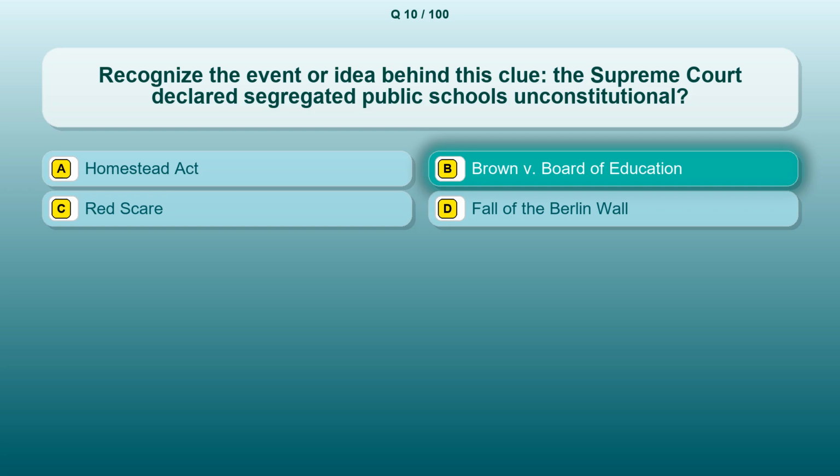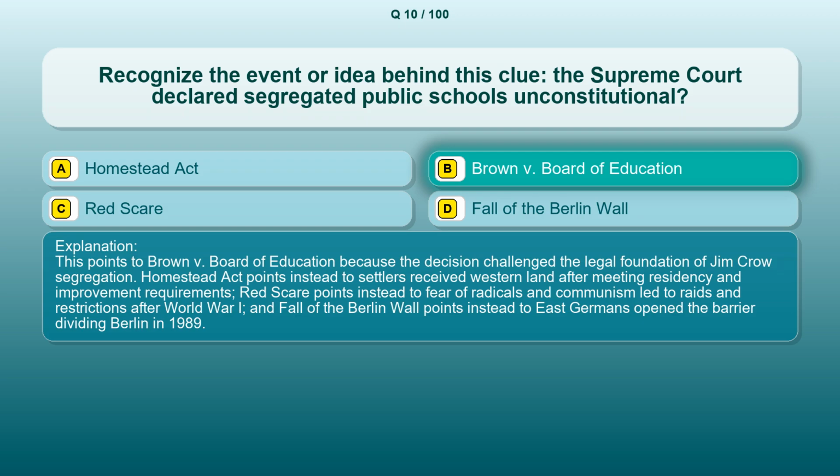The correct answer is option B, Brown v. Board of Education. This points to Brown v. Board of Education because the decision challenged the legal foundation of Jim Crow segregation. Homestead Act points instead to settlers received Western land after meeting residency and improvement requirements. Red Scare points instead to fear of radicals, and communism led to raids and restrictions after World War I. And Fall of the Berlin Wall points instead to East Germans opened the barrier dividing Berlin in 1989.